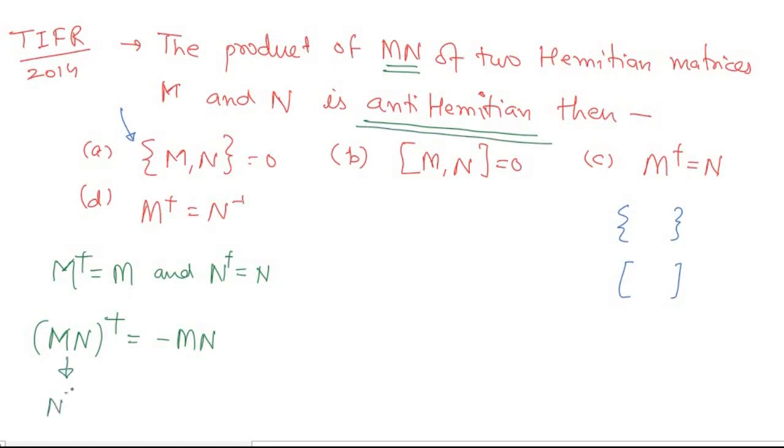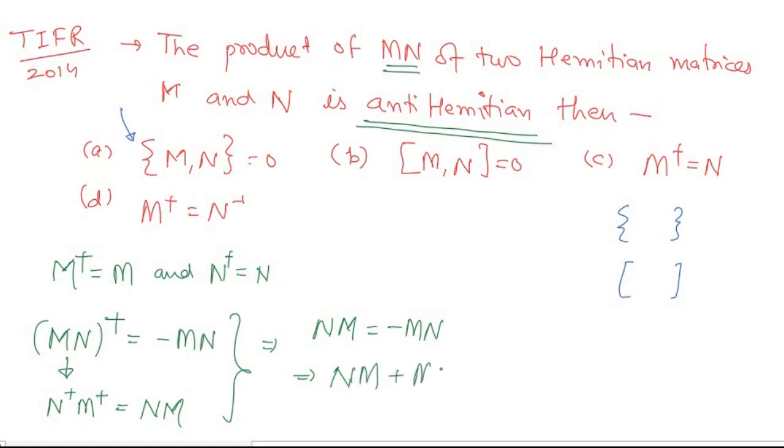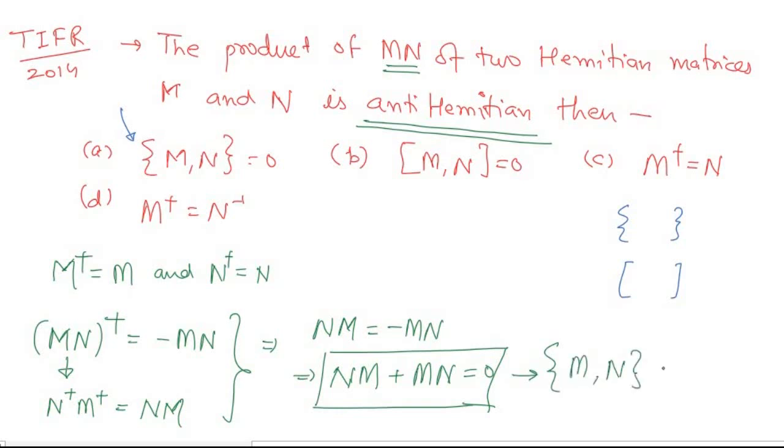This is equal to N dagger M dagger, and since N dagger is N and M dagger is M, this equation looks like NM is equal to minus MN. So NM plus MN is equal to 0. This relation is written as the anti-commutator of M and N equal to 0. These curly brackets are called anti-commutator brackets, and the square brackets are called commutator brackets.